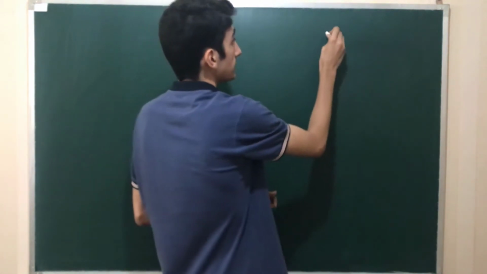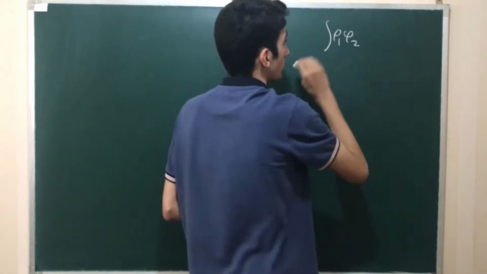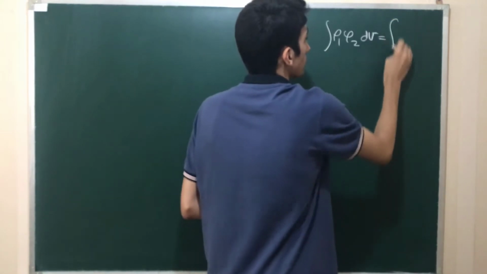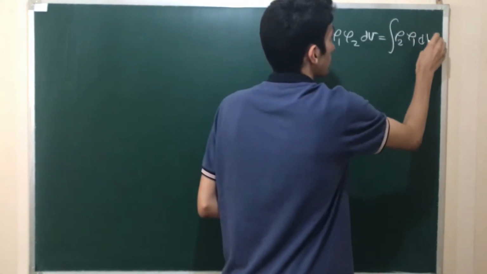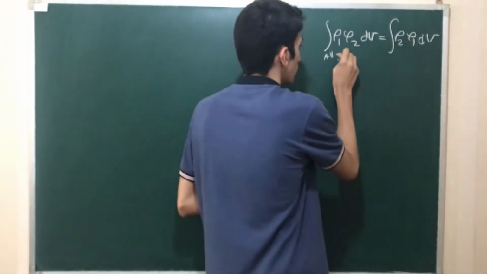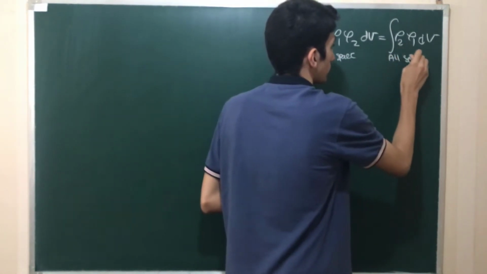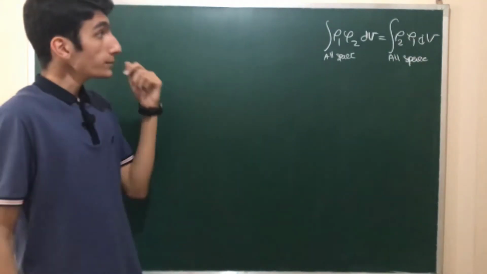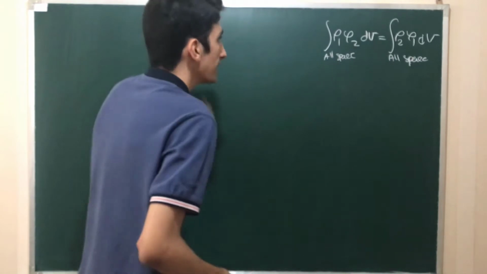What I'm going to prove is that the integral of rho 1 times phi 2 dV is the same as the integral of rho 2 times phi 1 dV over all of the space. Yeah, I know it sounds a little bit insane, but it's true.